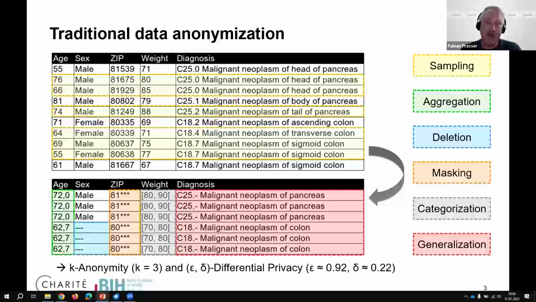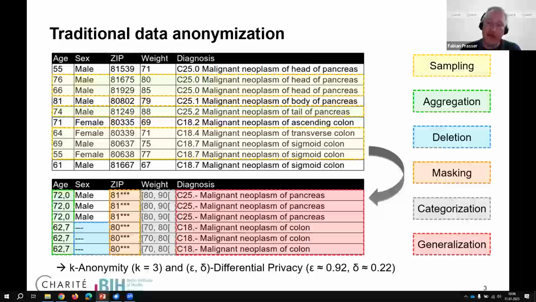There's many different ways in which this can be done. And there's a few common examples shown on this slide here, which include taking a random sample, for example, of the data set, performing some forms of aggregation. Here we see that being done to the age variable, for example, maybe deleting certain values or complete attributes or complete records that lead to high re-identification risks.